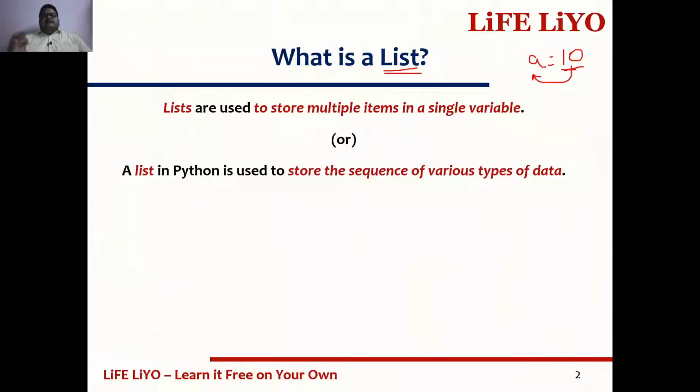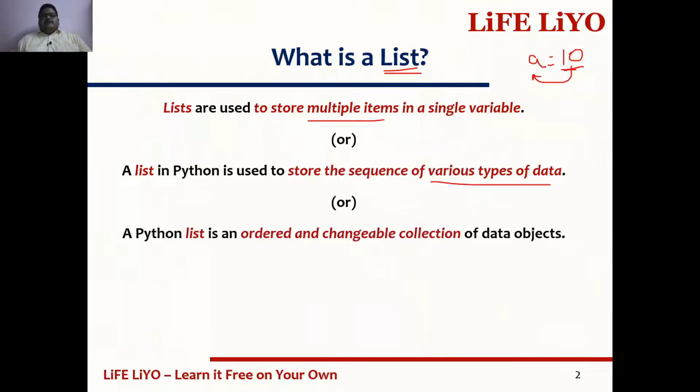A list in Python is used to store a sequence of various types of data. That means multiple items or various types of data. Both are nothing but the same, so this is another way of telling the definition. Another one is: a Python list is an ordered and changeable collection of data objects. What ordered and changeable collection means, you are going to learn in the characteristics.